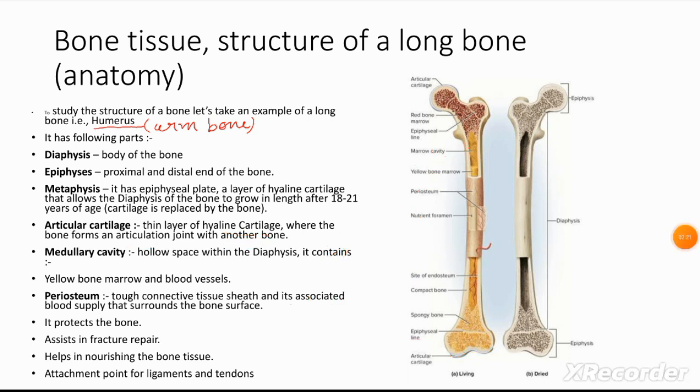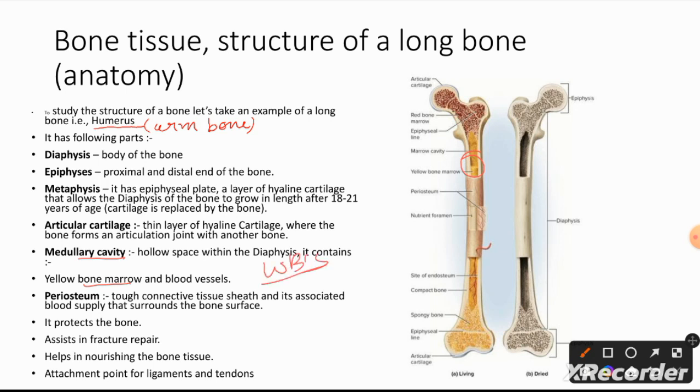Next one is the medullary cavity. The medullary cavity is a hollow space within the diaphysis of a bone. You can see here this hollow cavity is known as the medullary cavity, which contains yellow bone marrow for the formation of white blood cells, immune cells, leukocytes, monocytes, and blood vessels. In the marrow cavity, red bone marrow is for the formation of different types of RBCs, plasma, etc.